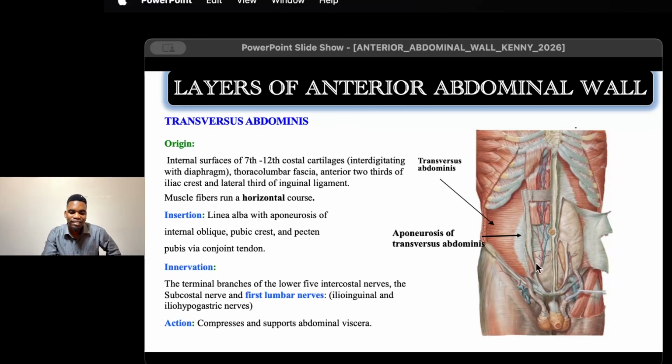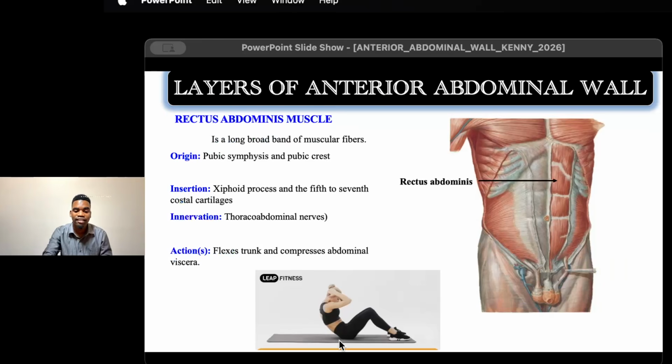What is the innervation of this muscle? Same as the innervation of the others, the thoracoabdominal nerves plus the first lumbar nerves. What are the first lumbar nerves? These are the ilioinguinal and the iliohypogastric. They are easy. We're going to see that. The function of this muscle we have said several times.